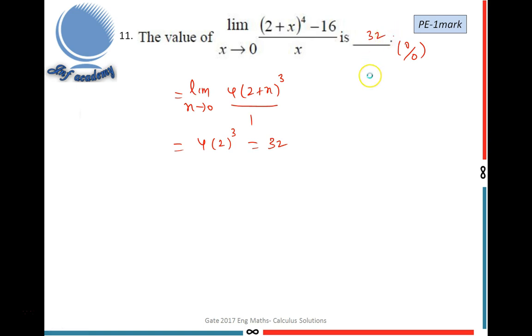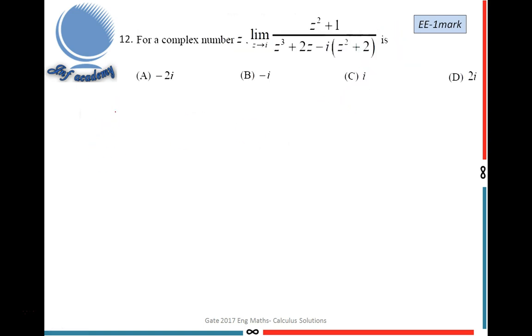Now, 12th problem. For a complex number z, limit z tends to i, one function is given. We have to find the limit of that function. This question is from EE department. It has 1 mark. First, I substitute the limit. I substitute the value of z as i; i square is minus 1, plus 1, 0. Similarly, I got the denominator also 0. So 0 by 0 form, indeterminate form. In that place I use what? L'Hospital rule, z tends to i.